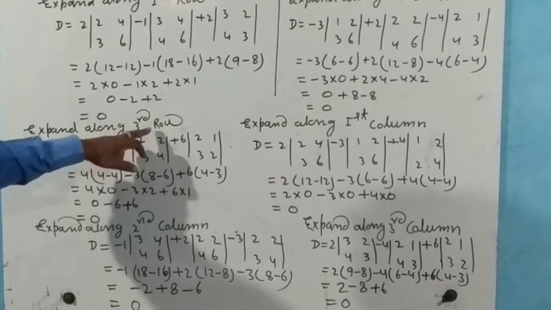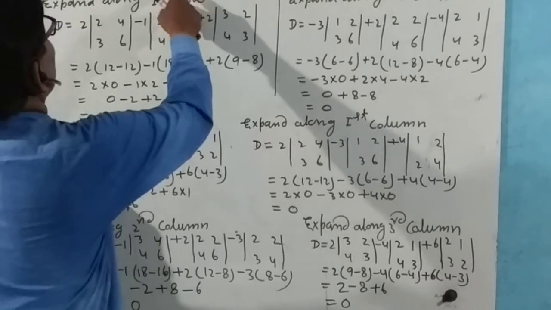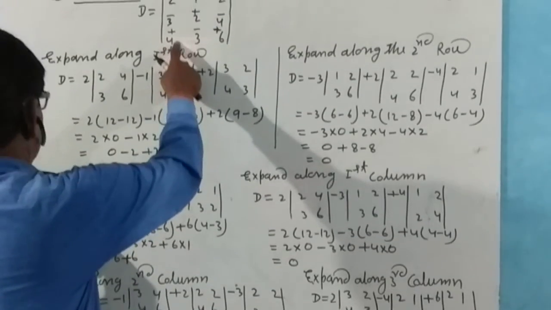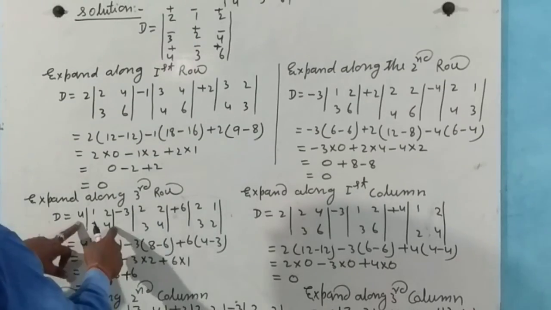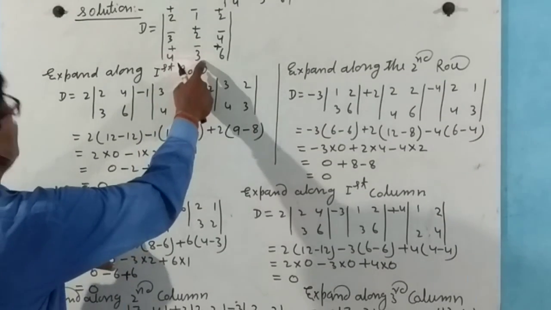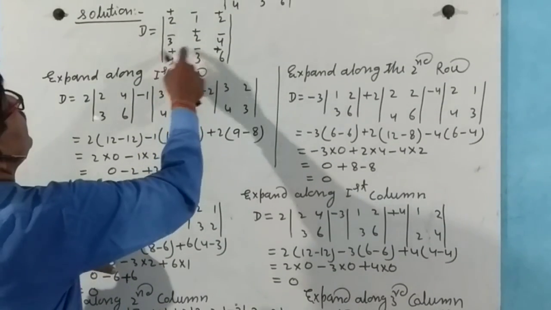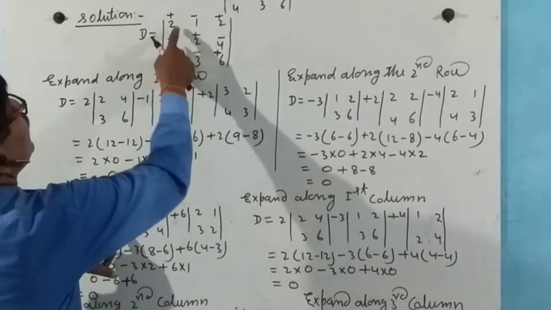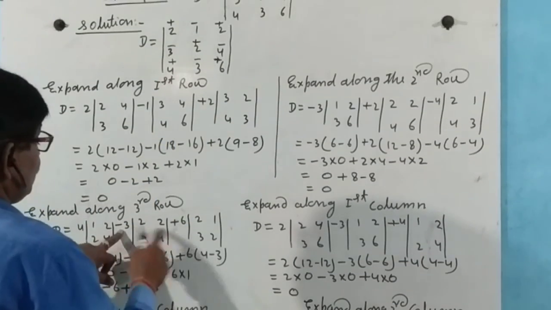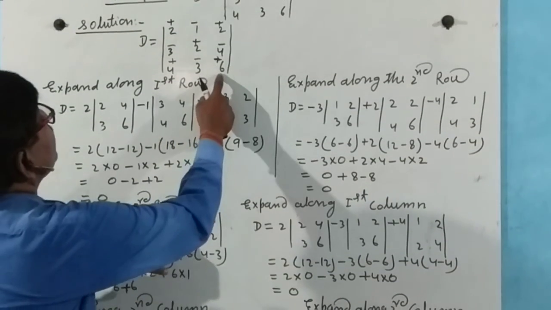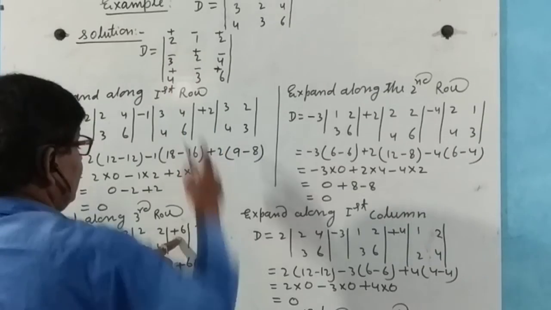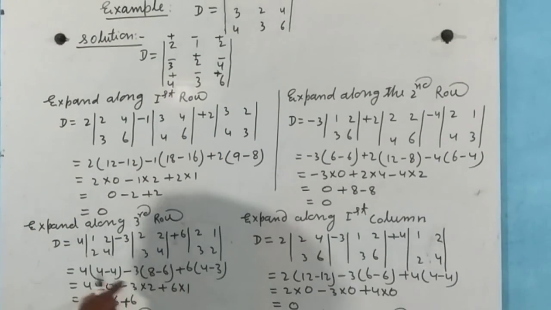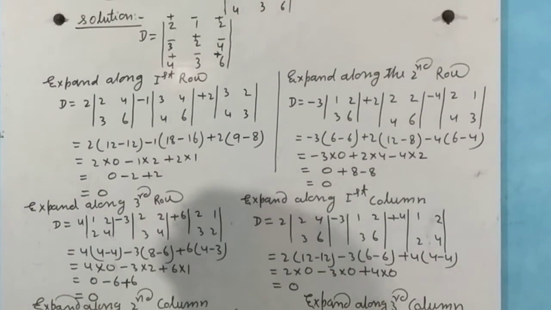Expand along the third row here. Third row this 4, deleting this, 1 2 and 2 4, minus 3, deleting this and this, so that 2 2 and 3 4, and 6, deleting this 2 1 and 3 2 here. Now expand, that value is equal to 0.